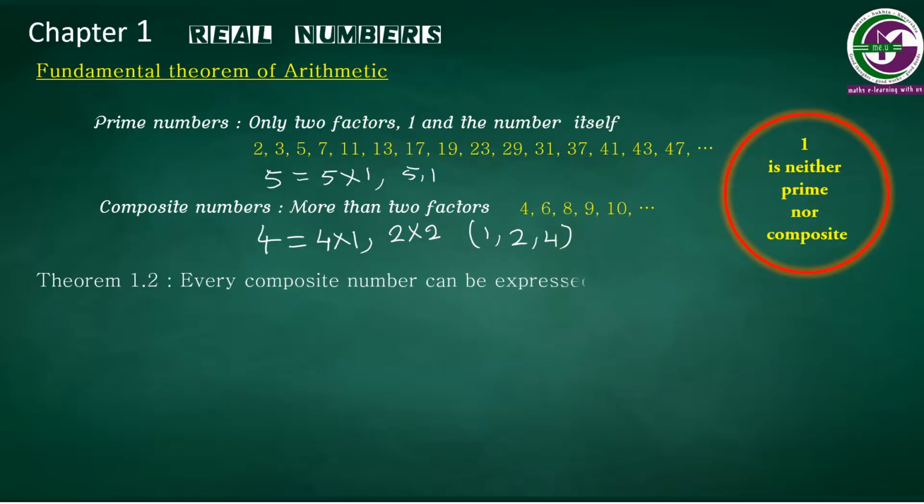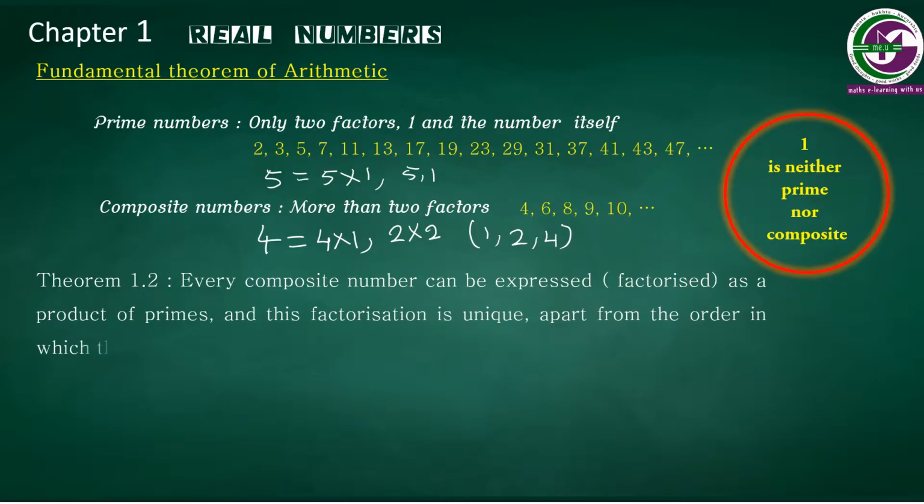Now we'll come to the theorem statement. The theorem says that every composite number can be expressed, that is factorized, as a product of primes, and this factorization is unique apart from the order in which the prime factors occur. So it is a very basic theorem, but very important.